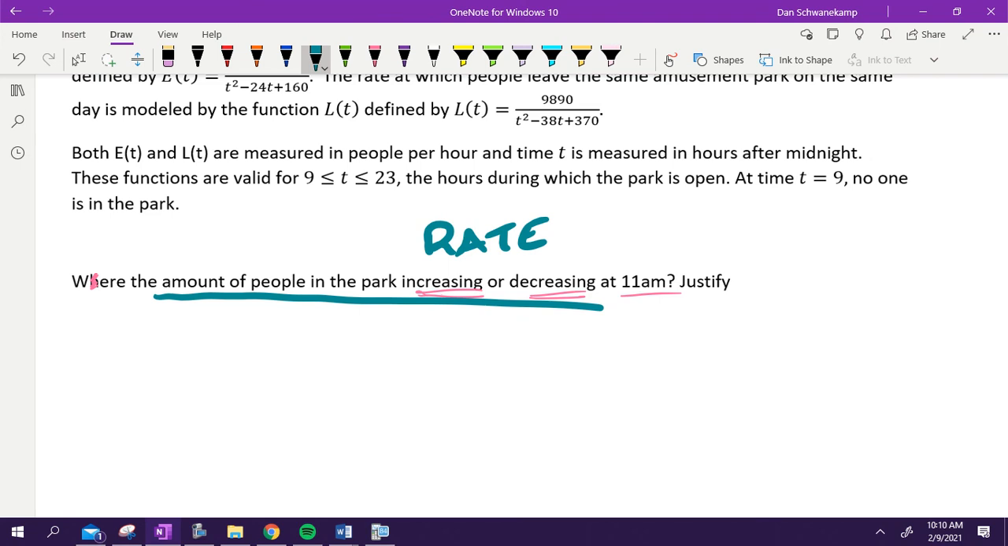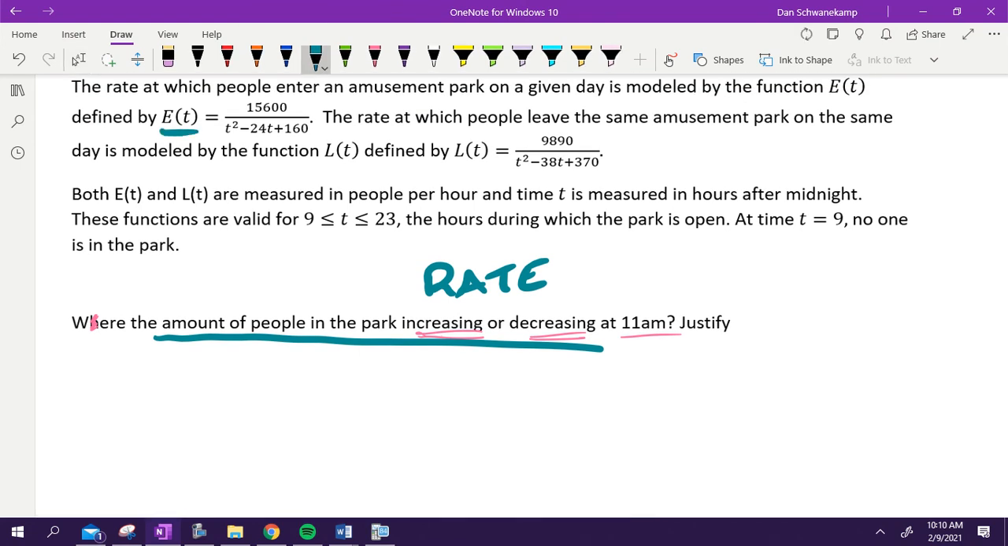Well, cool. They told me a bunch of rates. Okay. E of t is the rate in. L of t is the rate out. So if I want to know what is the rate of people at 11 a.m., I want to look at that. Okay. So R of t would be the rate of people. I don't care, I just named it something. And what would that be? It would be E of t minus L of t.